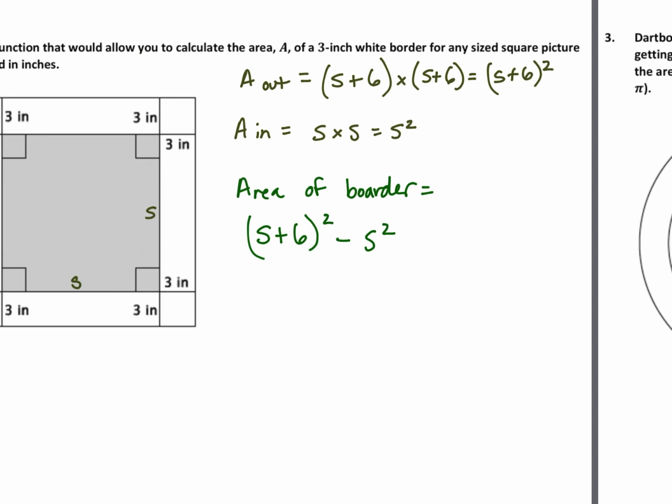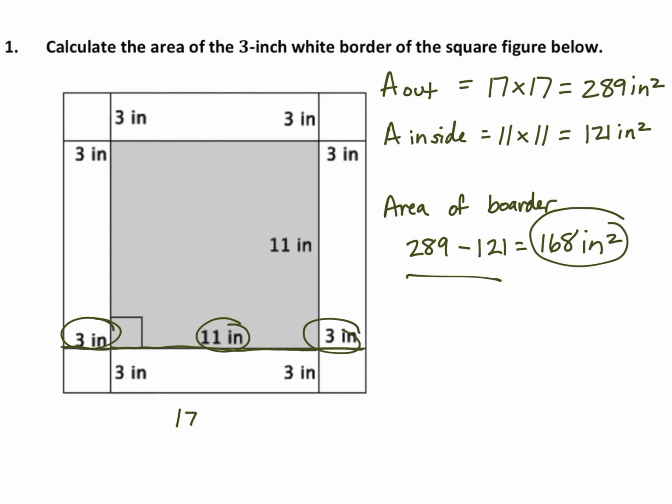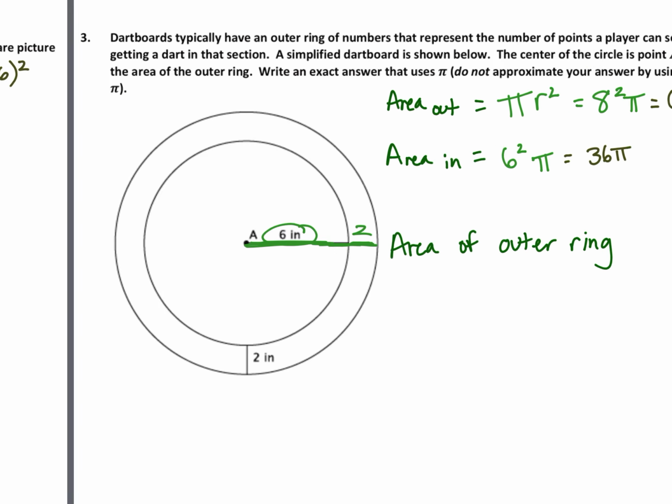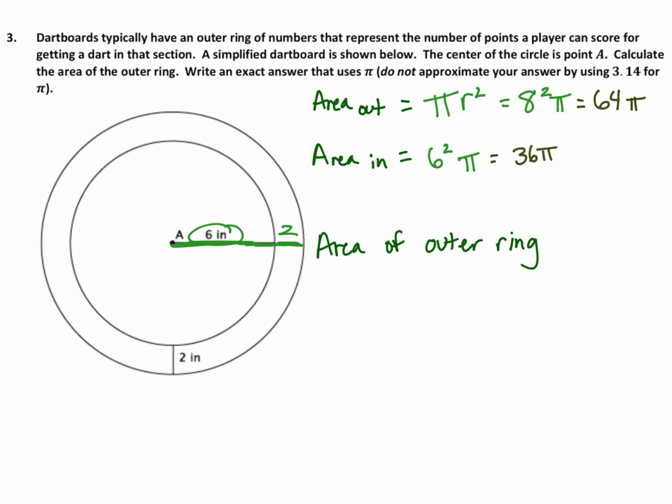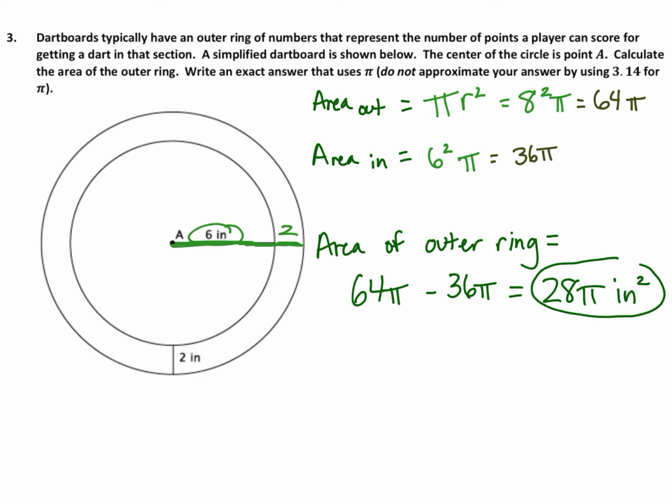Just like we did in problem 2 and in problem 1, to find the area of the outer edge, or that outer ring, we are going to subtract the area of the inside piece from the area of the whole outside piece. If you subtract 64 minus 36, you will end up with 28. And then we need the pi symbol. And this was measured in inches, and it is an area, so inches squared.